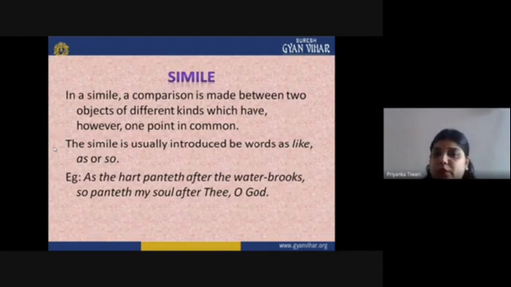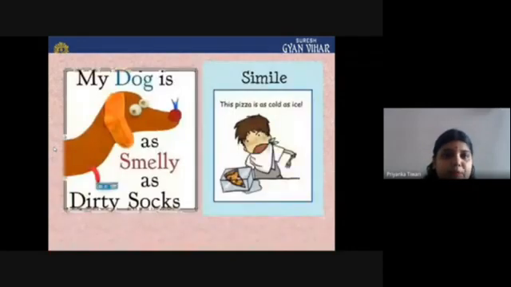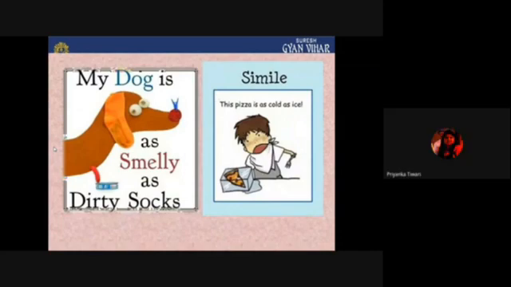The simile is usually introduced with words like as, so, like. For example, my dog is as smelly as dirty socks. Now we can compare my dog with dirty socks. The word as is how we find out we are comparing, taking one common point. Another example: this pizza is as cold as.